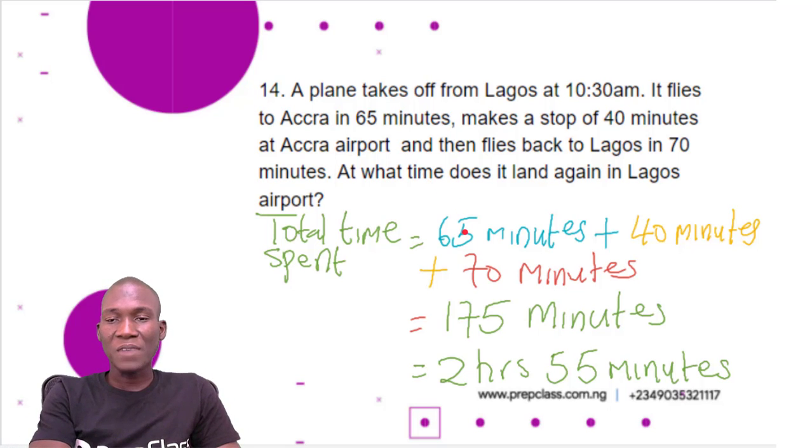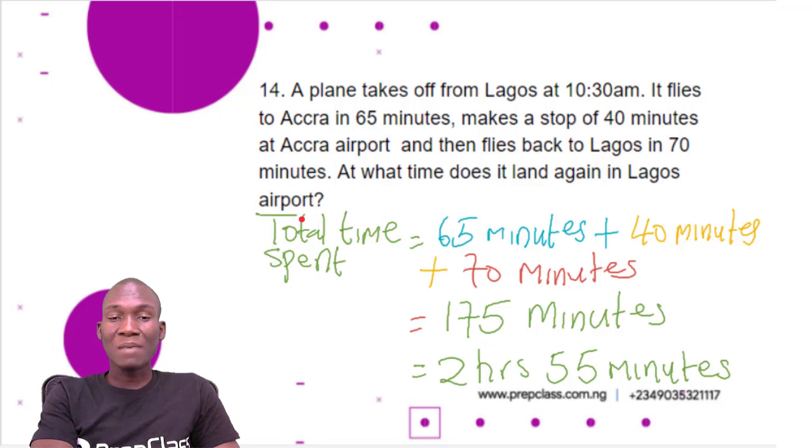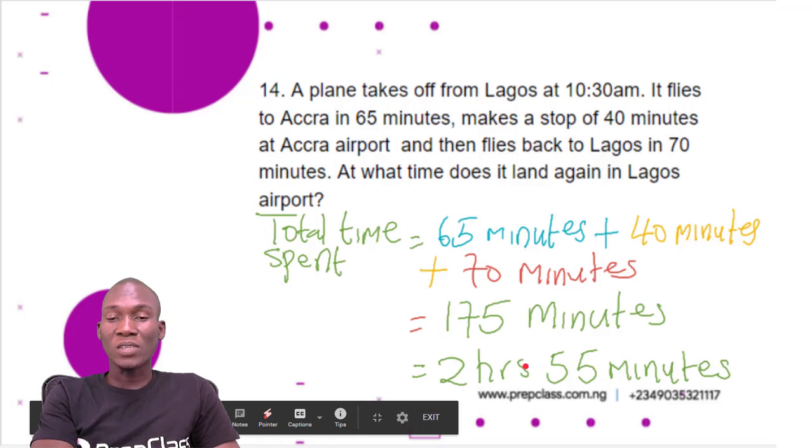So we have 65 minutes, which is the time taken to fly to Accra, plus 40 minutes, which is the time spent to make a stop, then 70 minutes, which is the time spent returning back to Lagos. So we have 65 plus 40, that is 105, plus 70, we have 175. So this means that the total time spent is 2 hours 55 minutes.